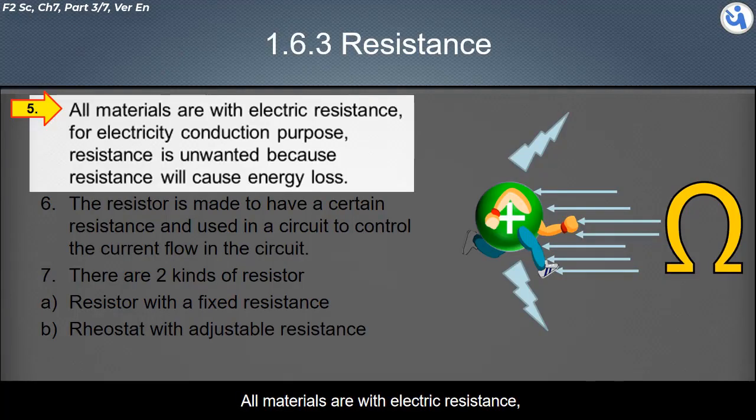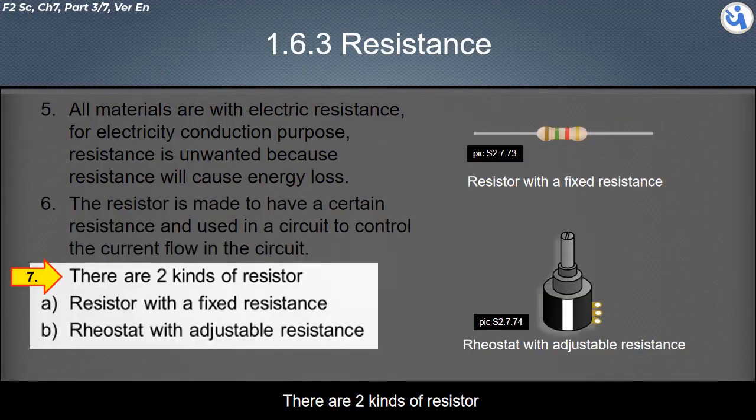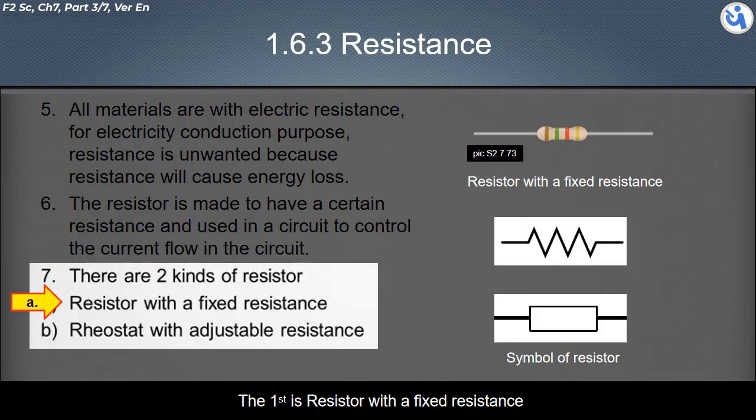All materials have electric resistance. For electricity conduction purposes, resistance is unwanted, because resistance will cause energy loss. The resistor is made to have a certain resistance, and is used in a circuit to control the current flow in the circuit. When a lower current is required in the circuit, a resistor with higher resistance will be installed. There are two kinds of resistor. The first is a resistor with a fixed resistance. A resistor with a fixed resistance has two terminals.